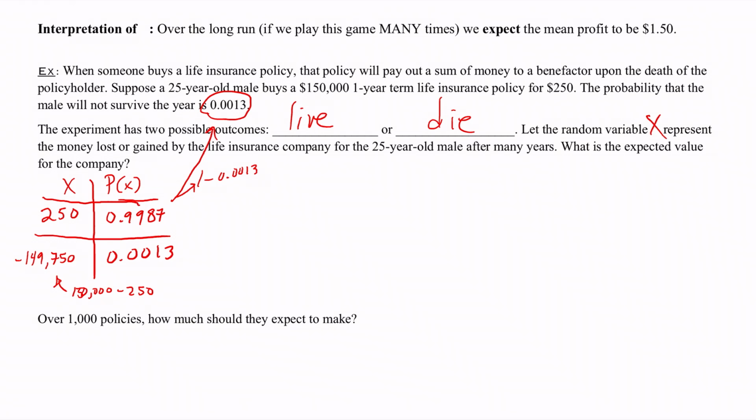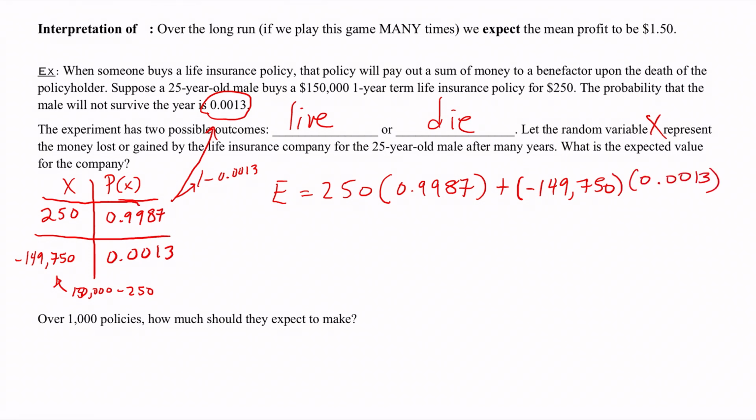So with that, now we can compute the expected value of this policy. So we'll multiply the particular x value times the probability. 250 times 0.9987, and then for the other outcome, minus 149,750, there's a probability of 0.0013. And in this case, that gives us a $55 expected value.